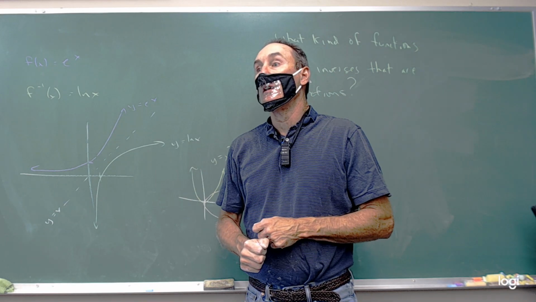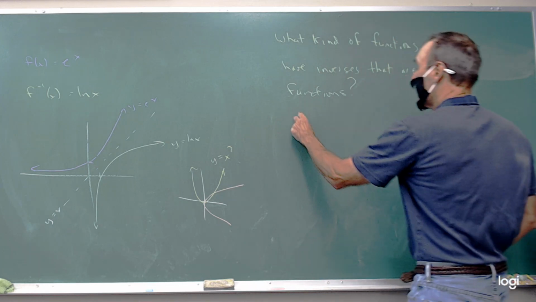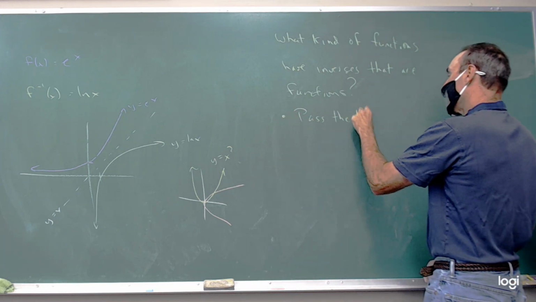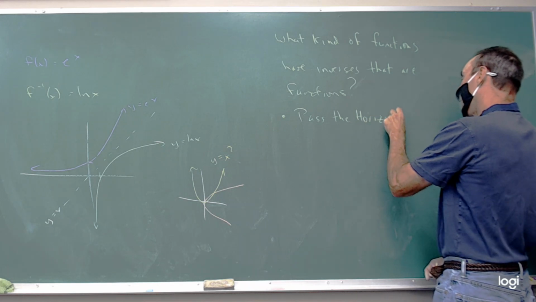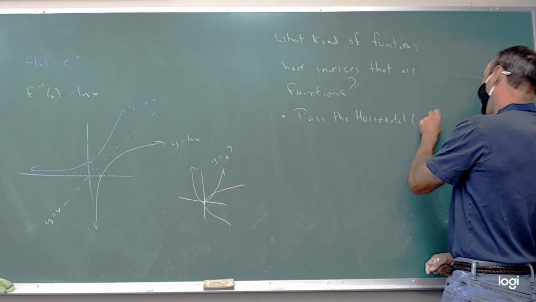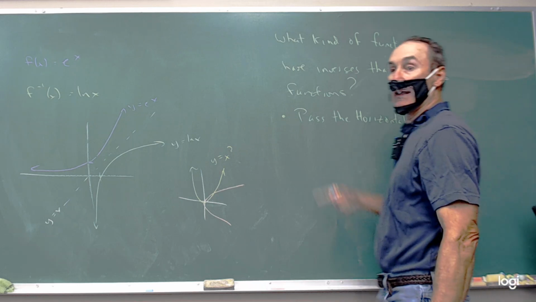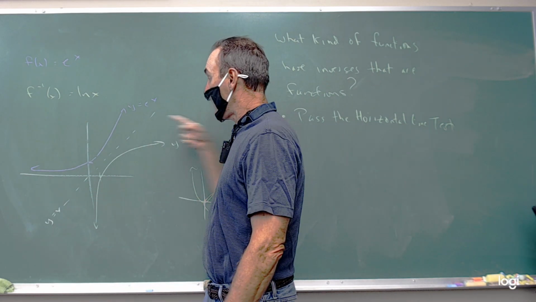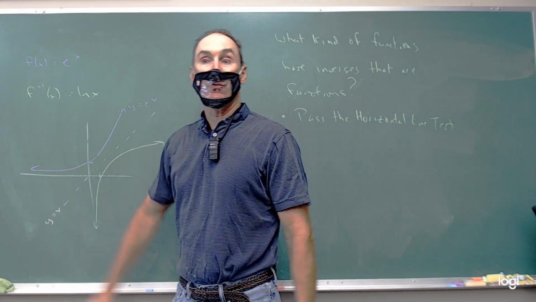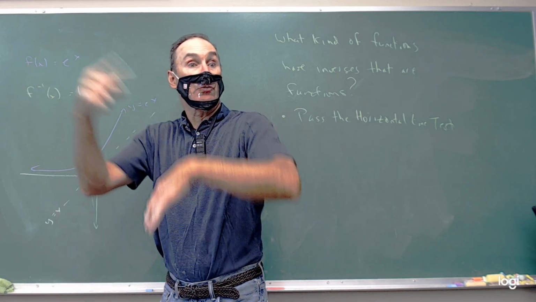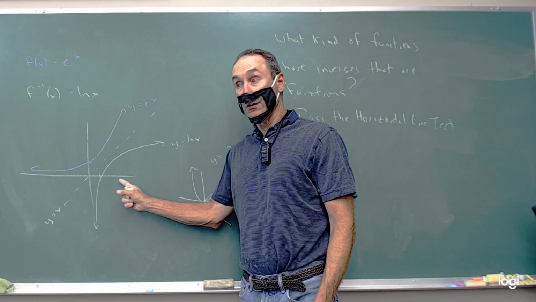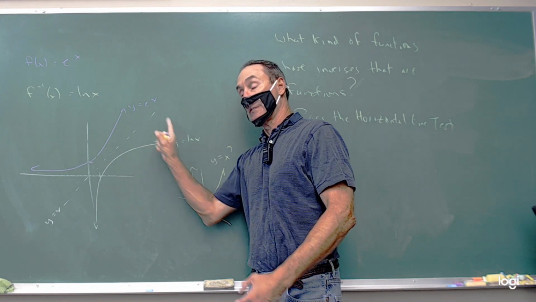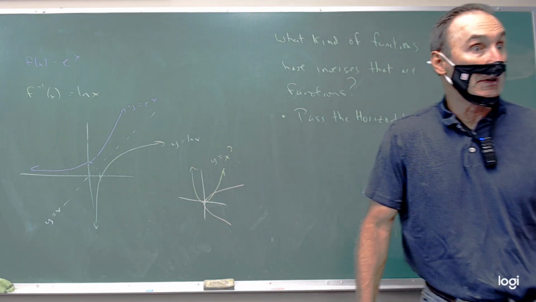Is it the horizontal line? Yes, it must pass the horizontal line test. This is one way of saying that. Excellent. So you can see that e to the x not only passes the vertical line test to be a function, but it also passes the horizontal line test. So when you switch that x and y, because this passed the horizontal line test, its inverse will then pass the vertical line test and be a function.